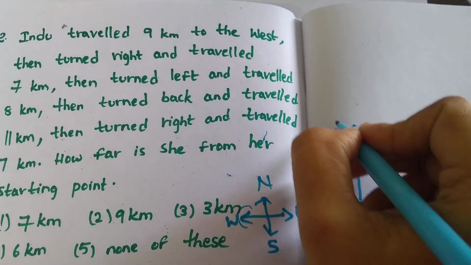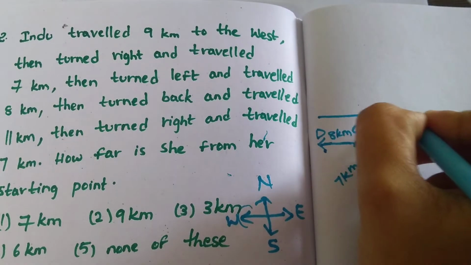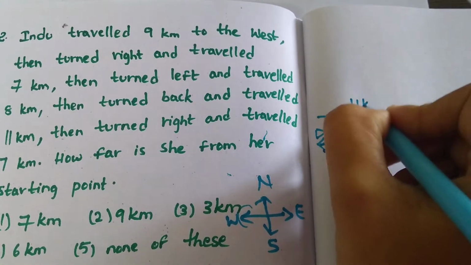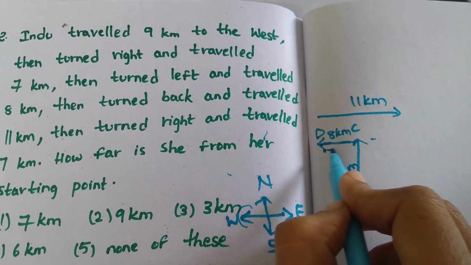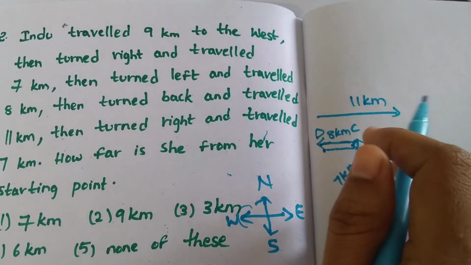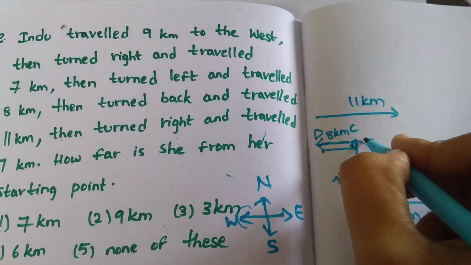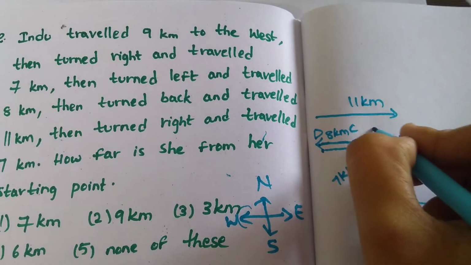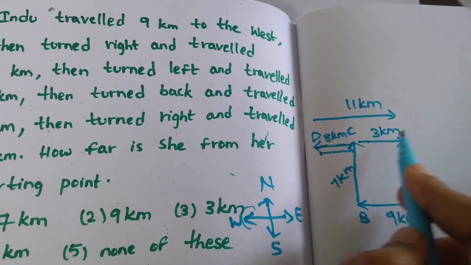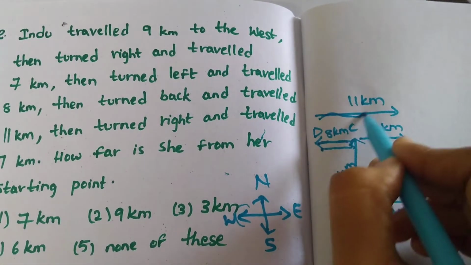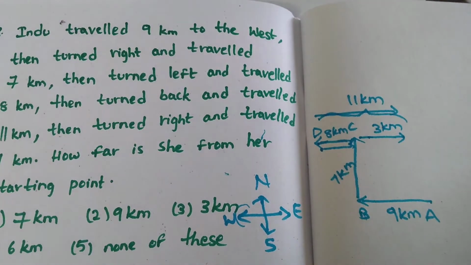So here already she started walking and traveled 8 kilometers. 8 plus 3, 11. So 3 kilometers. She turned back and traveled 8 kilometers. Total distance 8 plus 3, 11 kilometers.